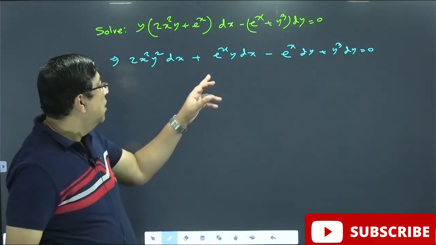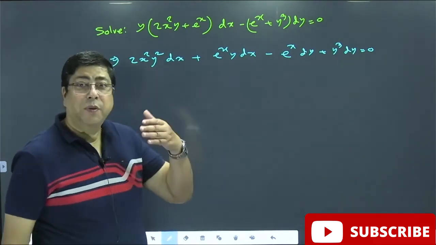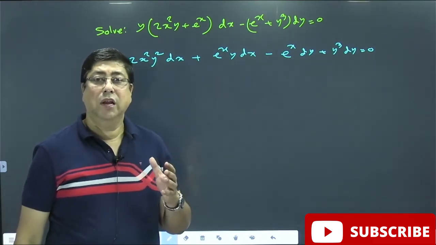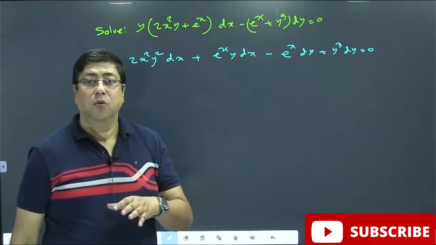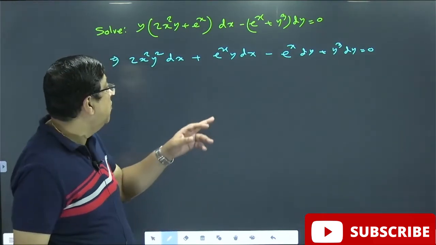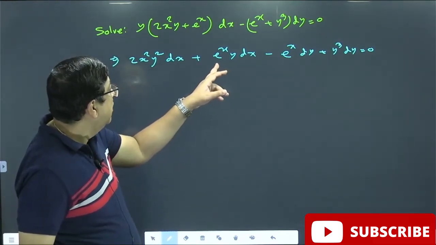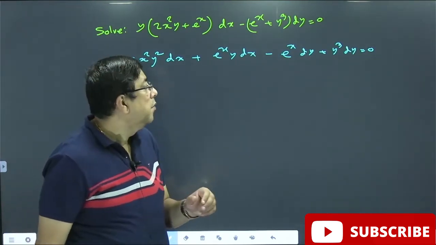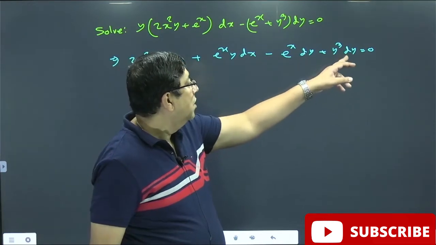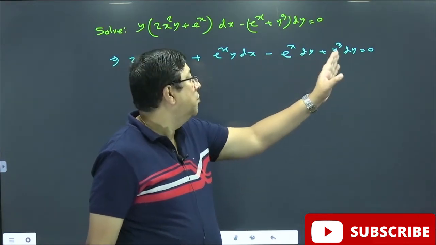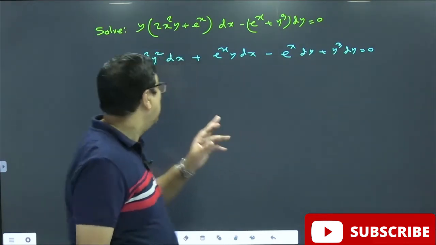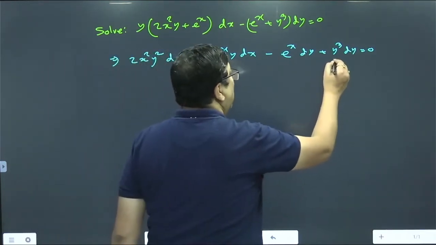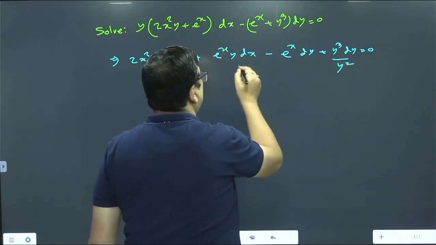In this case, since it is the inspection method, the observation method, we need tremendous knowledge of differentiation, and we have to apply those 8 formulas. Here e to the power x is common, and y cube is pure y with the dy, but in this case x and y are mixed. So let us try dividing with y square.